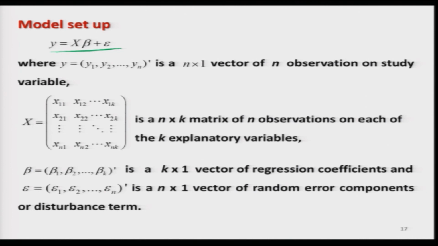So, now I will briefly explain what y, X, beta and epsilon are. y here is an n cross 1 vector of observations on the study variable.